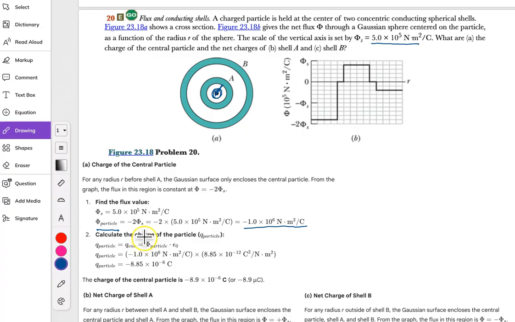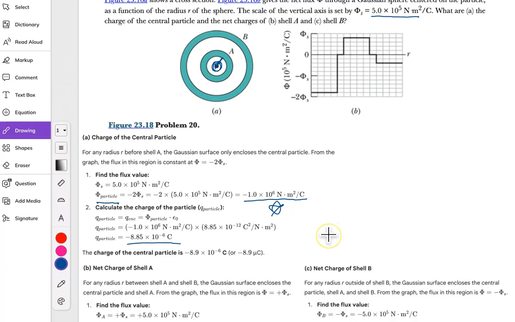To calculate the actual charge of the particle, we know that the enclosed charge is equal to the flux of the particle times epsilon naught. And so because we already know the flux of the particle, we can take that, multiply it times epsilon naught, and that gives us the charge of that central particle.